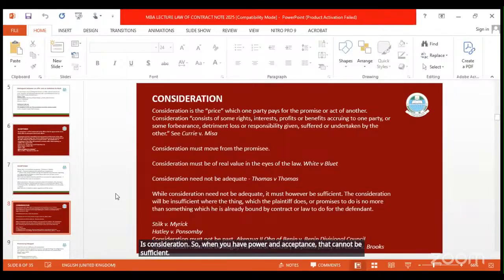That cannot be sufficient. There must be a price between you and the University of Lagos, for instance. The fact that the University gave you offer of admission and you accepted that offer is not sufficient for you to get an MBA certificate. You have to pay a price. The University is also paying a price.